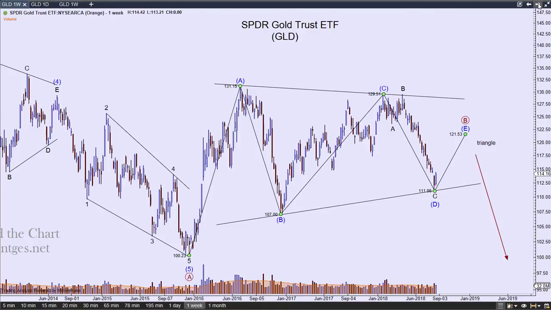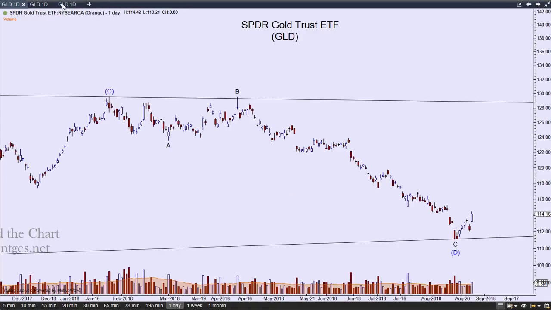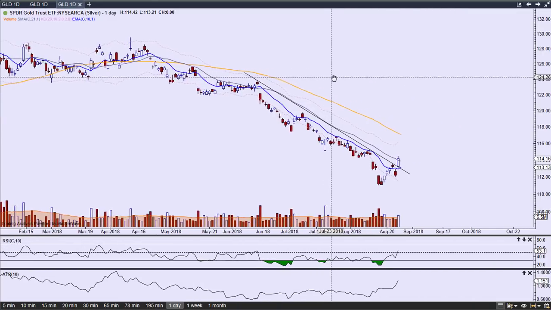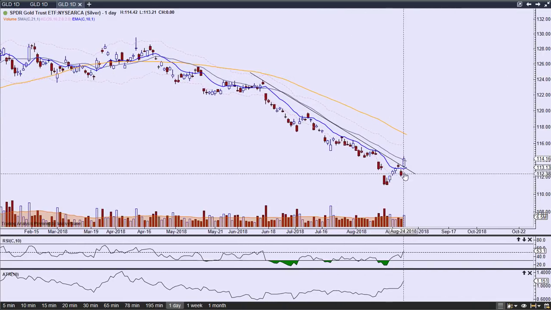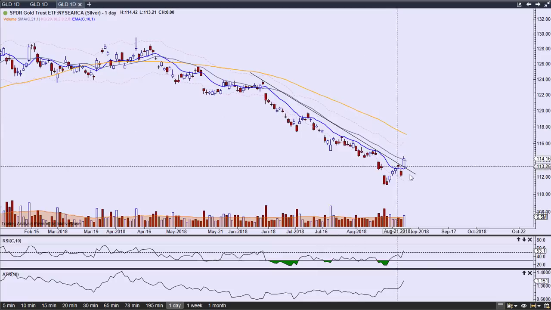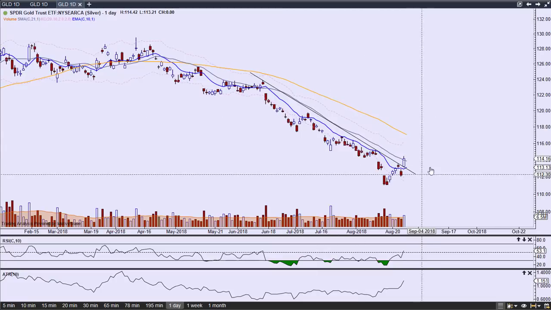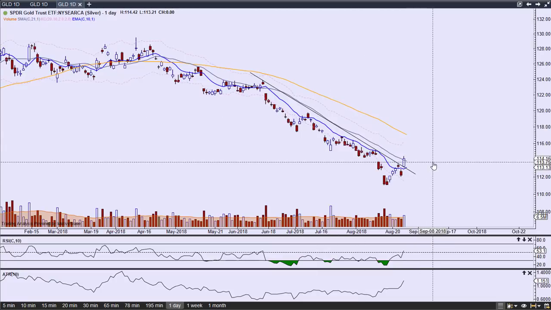Let me go back to the daily, and you can see, if I go over to my silver analysis, is where I put the moving averages. You can see how it's trying to turn, and it's broken a downtrend, at least initially. All right, that's the picture on gold. It's starting to pop. This could get interesting.